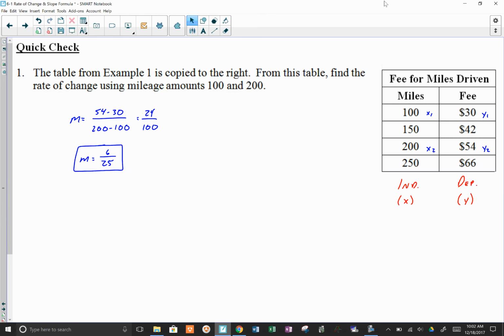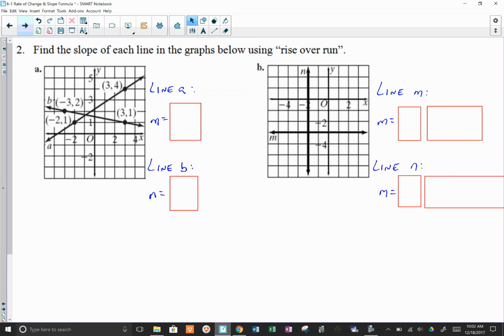So for your first problem, finding your slope using those 2 specific rows that you were given, you again would have 6 over 25 for your slope. So that again would represent $6 per 25 miles. Finding the slope of these lines using rise over run. Line A, which is our line with a positive slope, you'd have to move up 3 and right 5 from that leftmost point to get to the point on the right. And then B, you'd be moving down 1 and right 6, so that'd be a negative over a positive, which results in a negative slope.